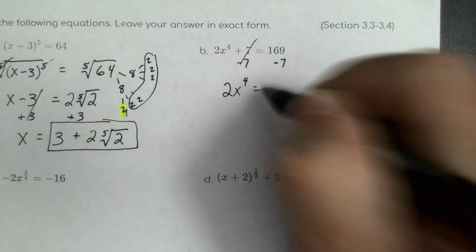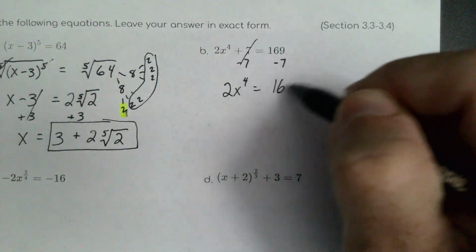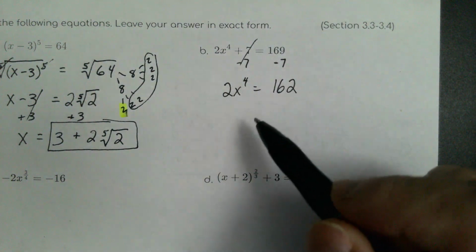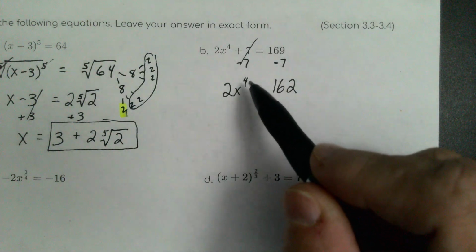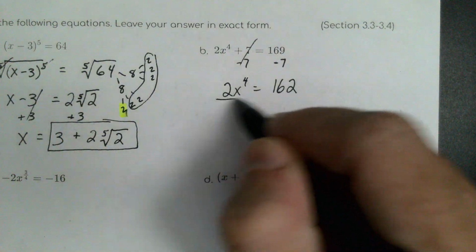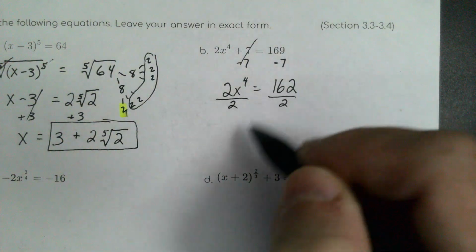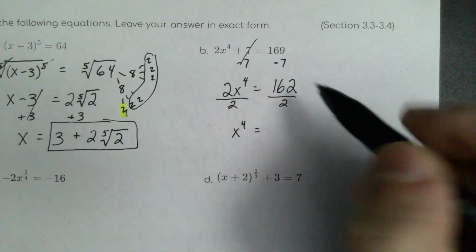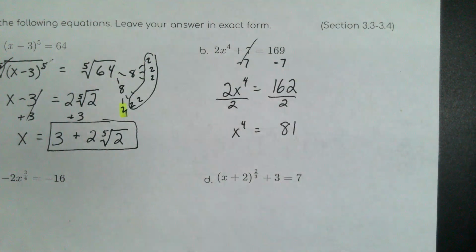2x to the 4th equals 162. And this is a good one here because I know kids are going to go right to getting rid of the 4. Got to get rid of that 2 first. You got to unwrap it. Get rid of the 2. X to the 4th equals 81.